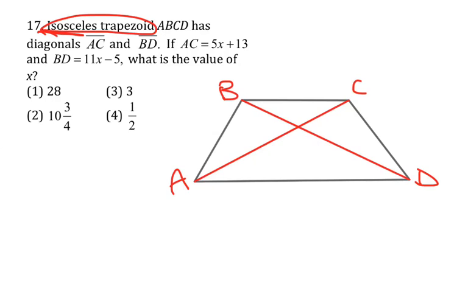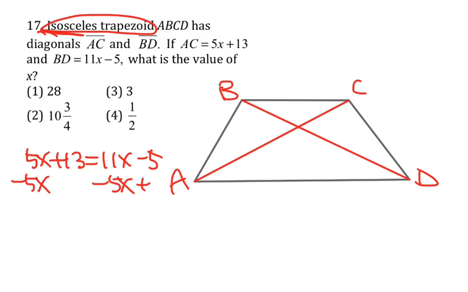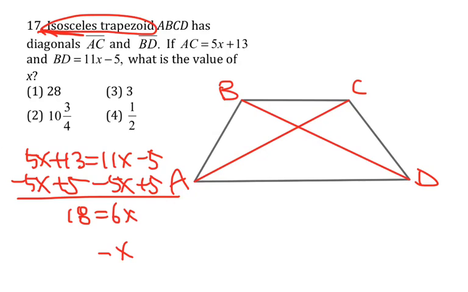So the equation which we can write up is 5x plus 13 must be equal to 11x minus 5. Then we can subtract 5x from both sides and add 5. Then you can see that 18 is equal to 6x. When you divide each side by 6, x will be equal to 3. So therefore, our answer will be choice 3.